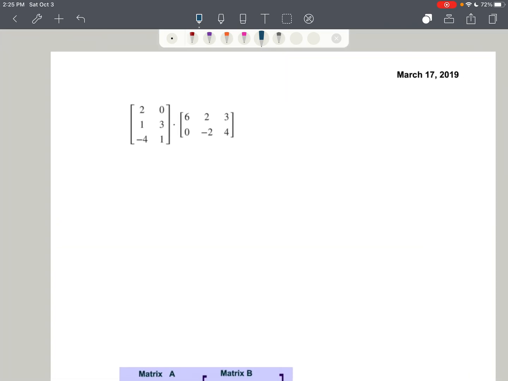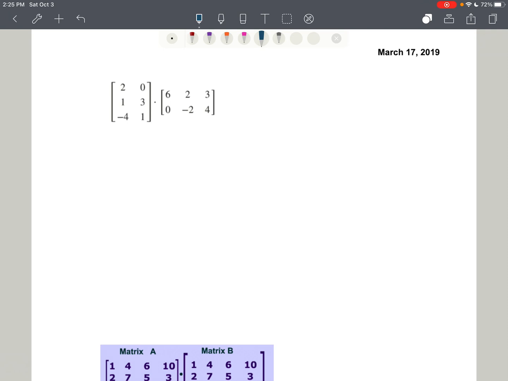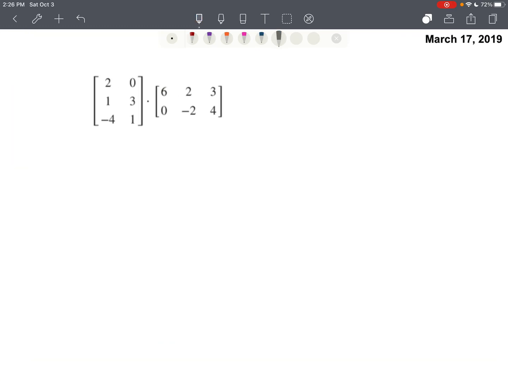Fantastic. Okay, let's try another. Can we multiply these? We've got, first I'm going to write out the size, a 3 by 2. And the second one is a 2 by 3. So this tells us that we can multiply, and our result is going to be a 3 by 3.